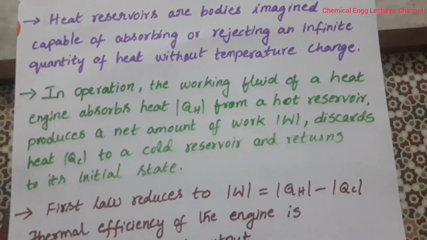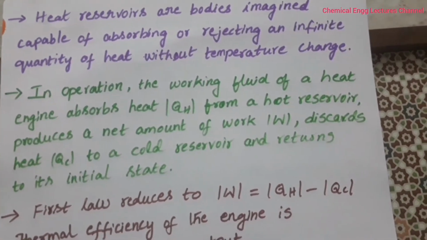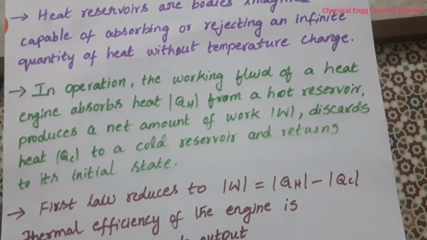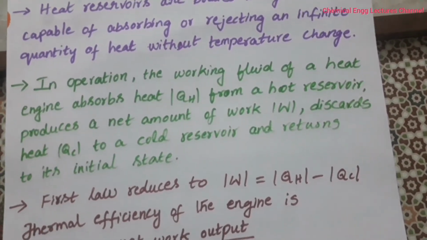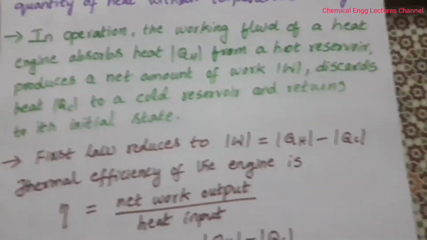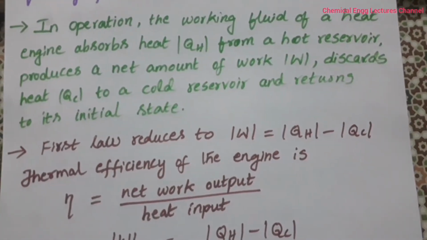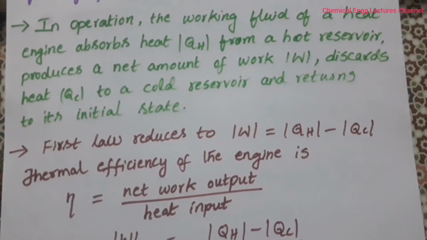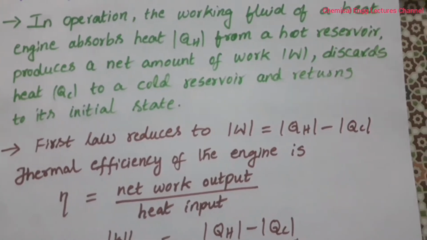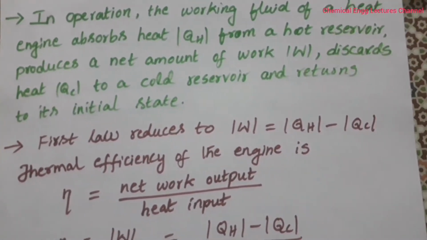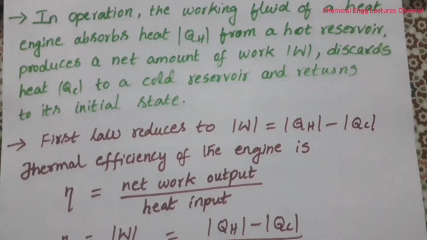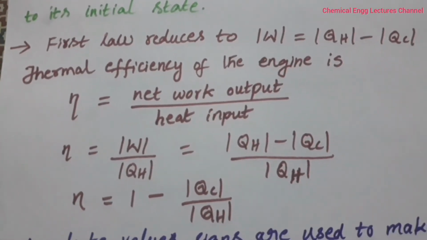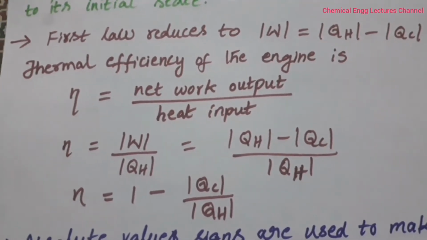Now, heat reservoirs or bodies are imagined, capable of absorbing or rejecting an infinite quantity of heat without temperature change. If you see the operation, the working fluid of the heat engine absorbs heat QH from the hot reservoir, produces a net amount of work W, then discards heat QC to a cold reservoir, and then returns to its initial state. So now the first law reduces to W equal to QH minus QC.